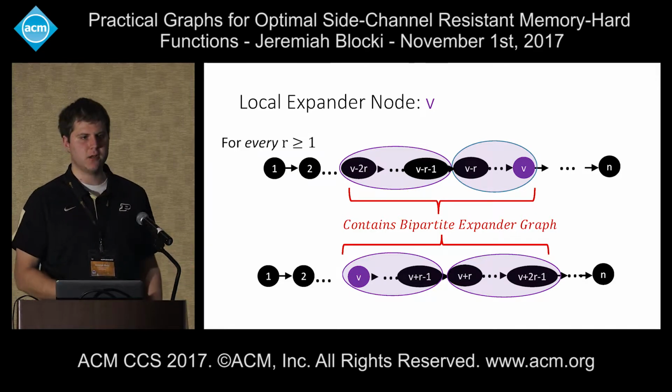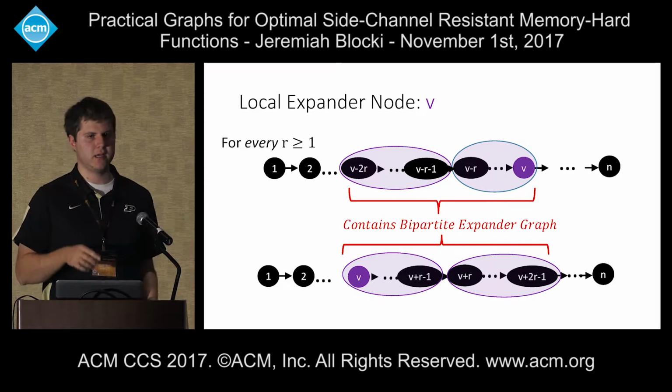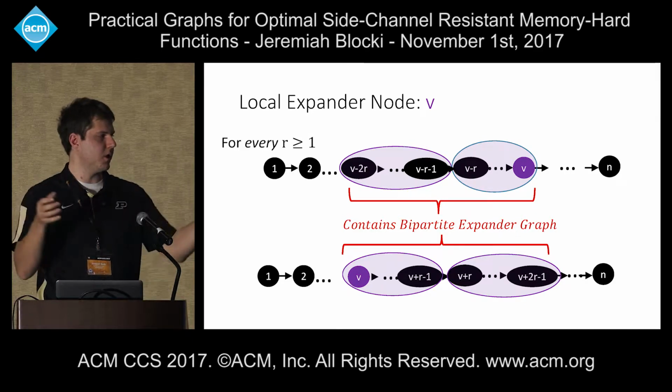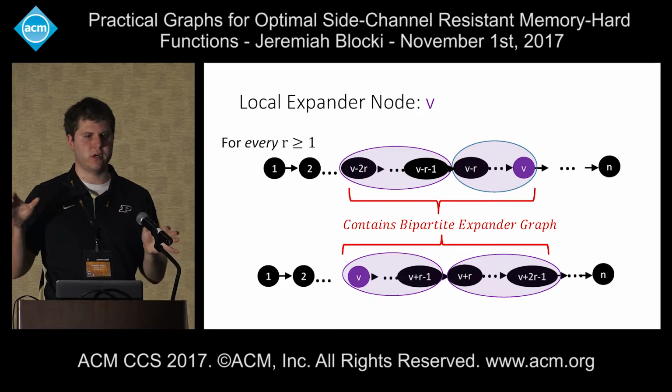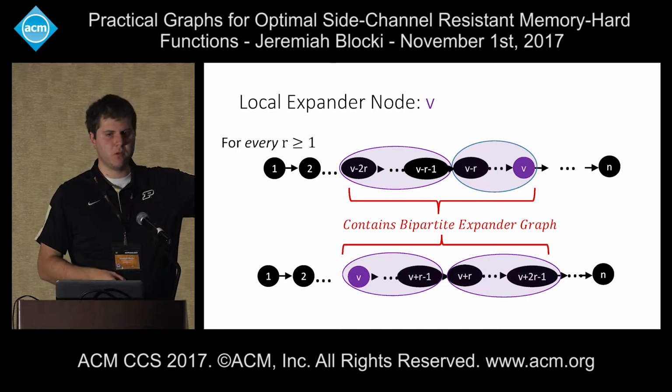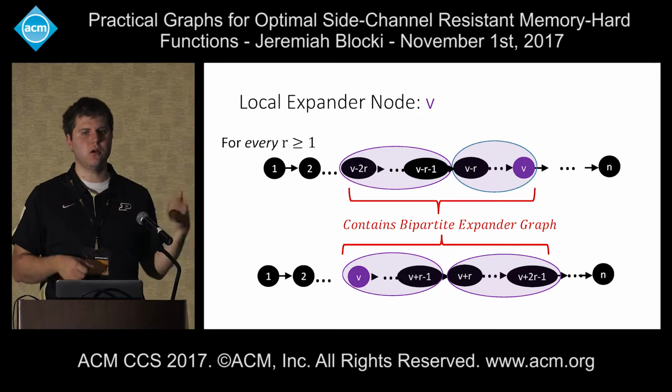Similarly, if we start these intervals at node I and then take the next sequence of r nodes, we should also have the property that these two intervals are connected by a bipartite expander. So that's what it means for a node V to be a local expander.